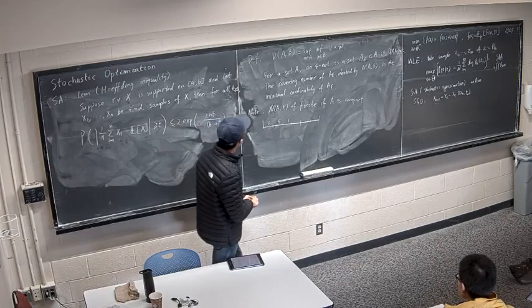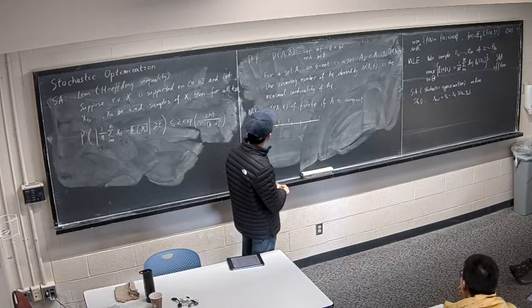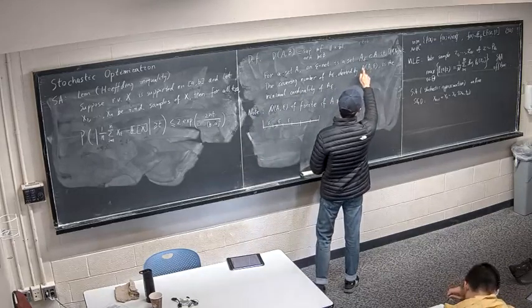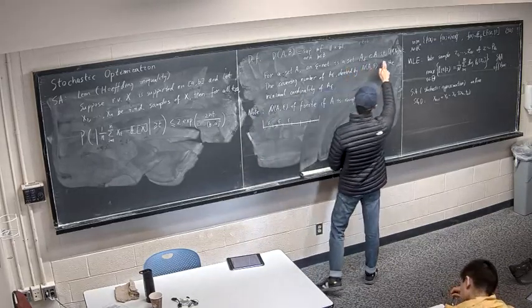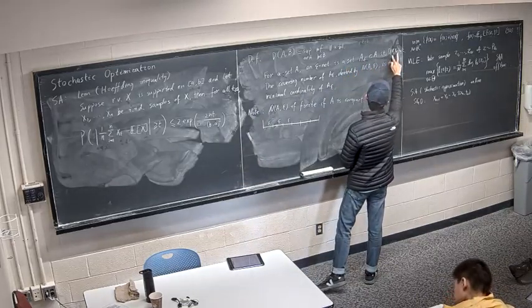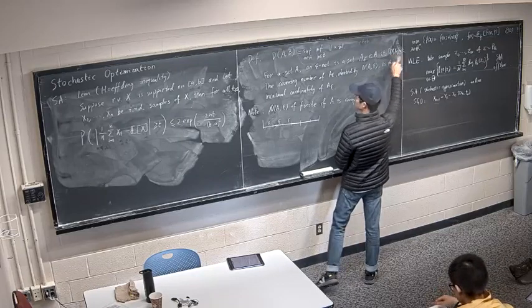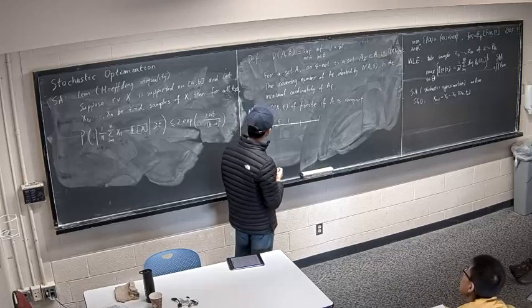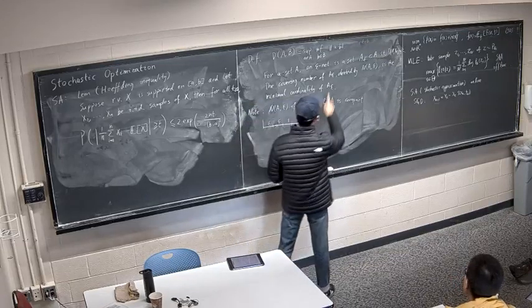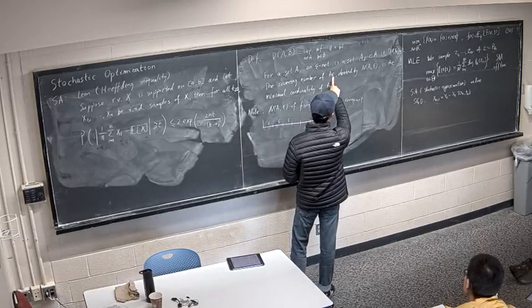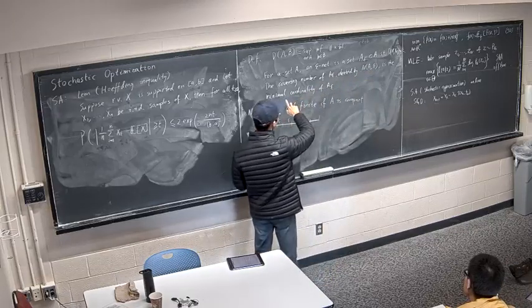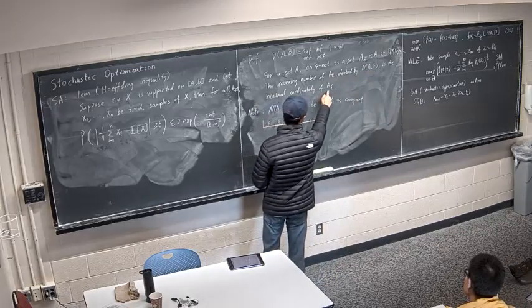So epsilon net is a subset of A, denoted by A sub epsilon. And this is a set such that the distance between the two sets, A and A epsilon, is always less than a given tolerance epsilon. And then the covering number of A epsilon, denoted by N of A comma epsilon, is the minimum cardinality of this set A epsilon.